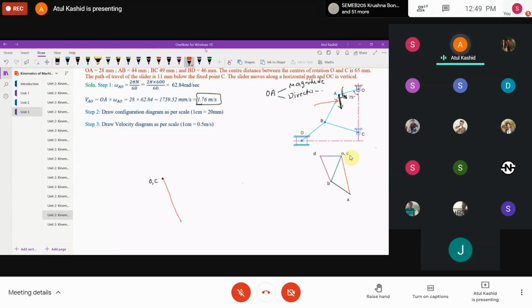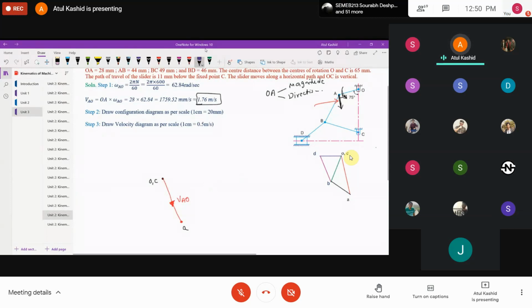Okay, so we have got this point and we are going to denote this point as point A. So what we have drawn, just let me denote the velocity for this. So this is velocity of A with respect to O, right? And is represented by vector OA. Okay. So for this, we were knowing the magnitude.